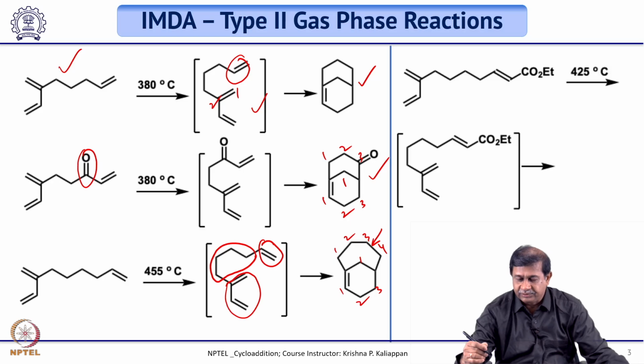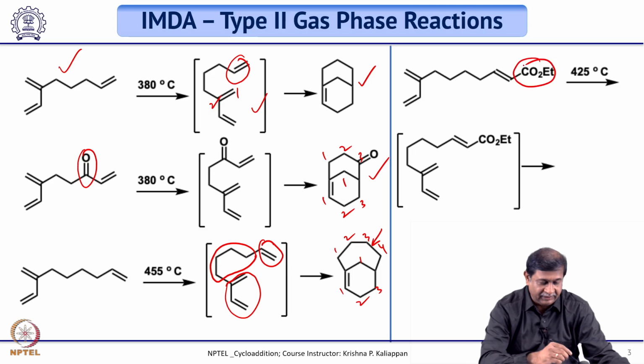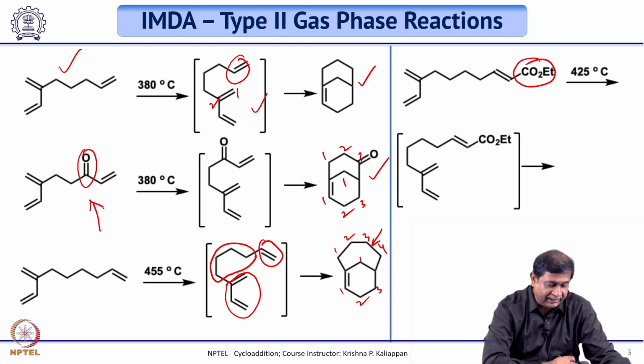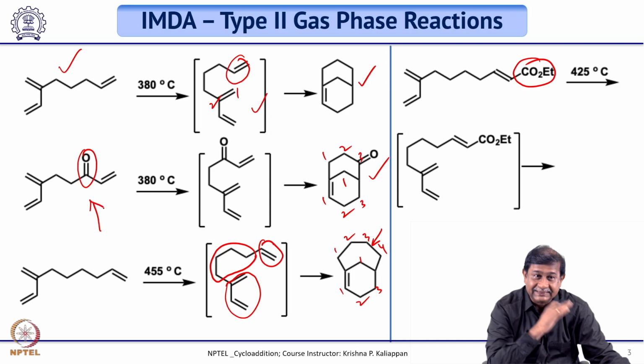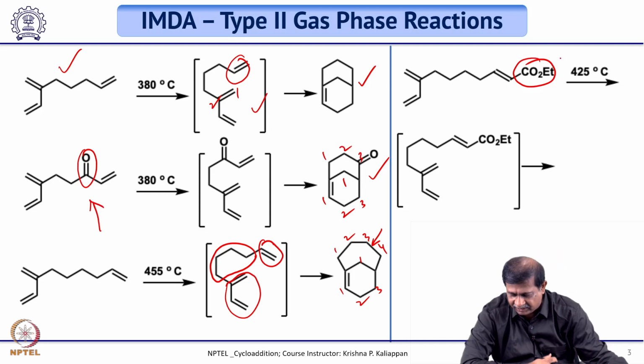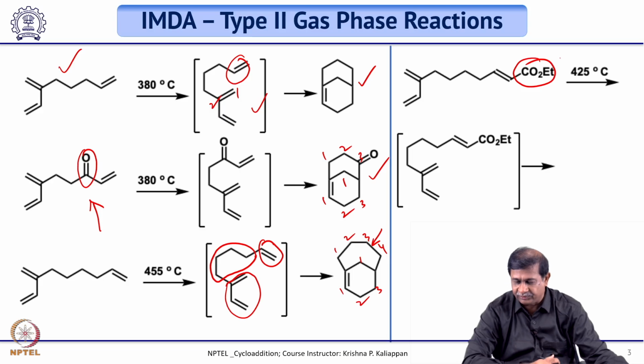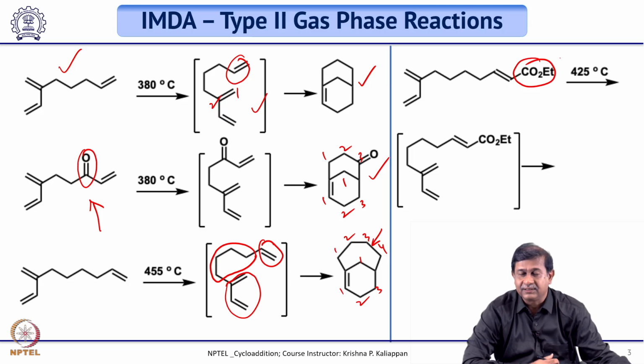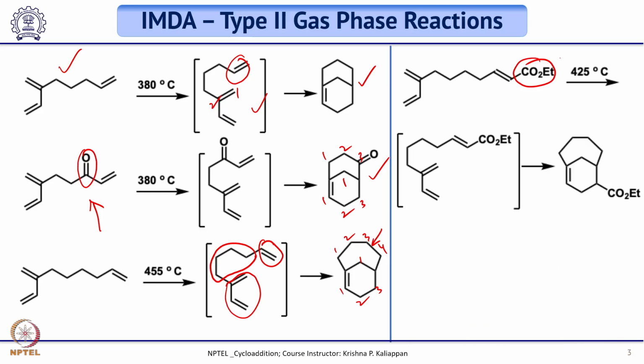So one can also do this with an electron withdrawing substituent at the terminal carbon. Particularly in this case, you have the carbonyl group inside. Here the electron withdrawing group is at the terminal carbon. So this also can undergo an intramolecular Diels-Alder reaction to give a bicyclic compound.